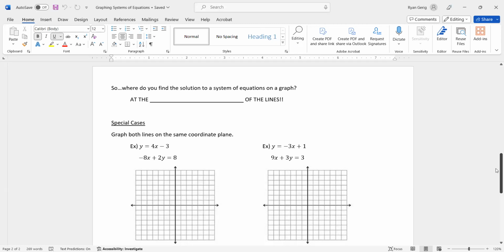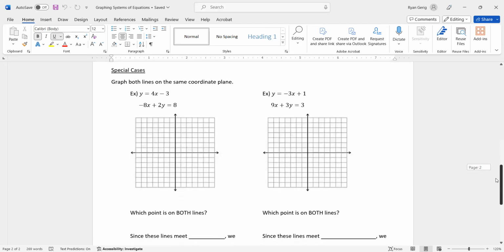Because some weird things can happen. These are called special cases. Let's graph them both just to see what's going on. Again, I'll stick with the same idea of blue first. -3, up 4, right 1. Up 4, right 1. There's the first one.